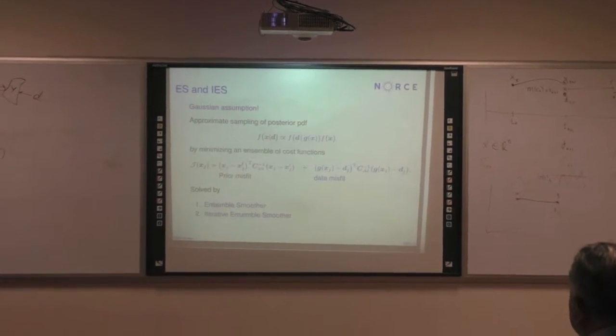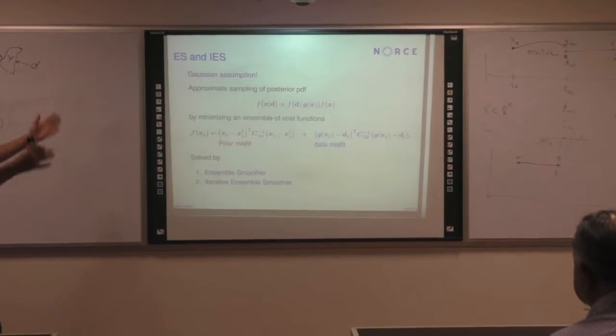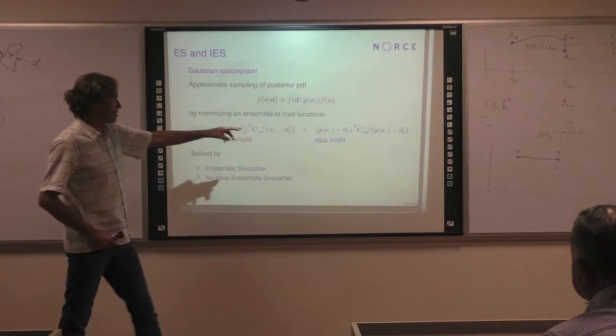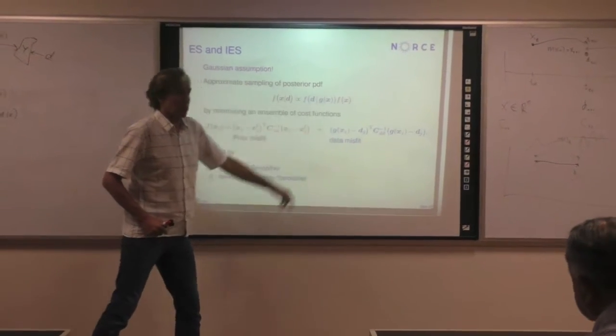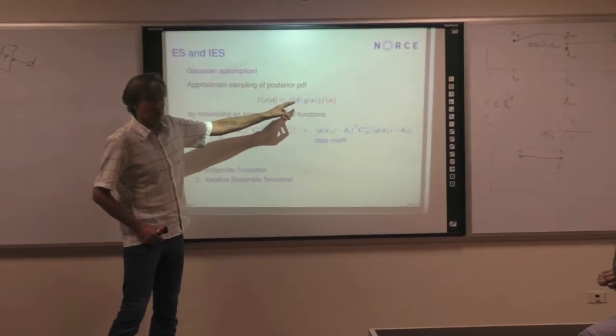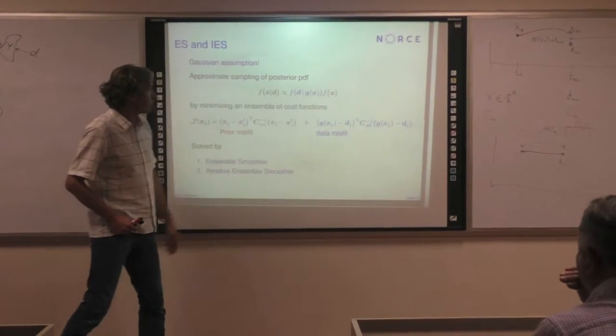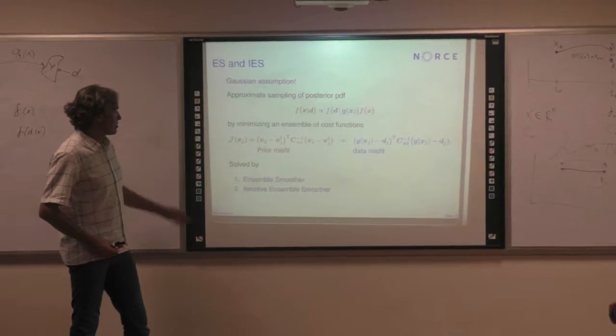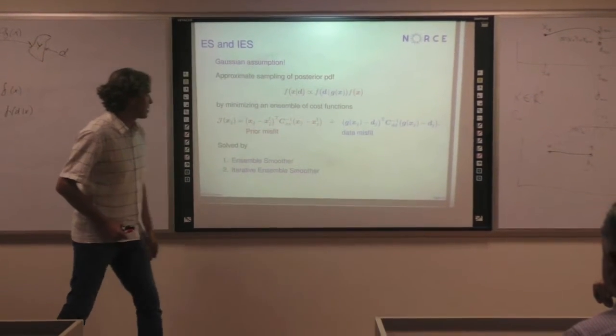Yeah, so I'm basically repeating what I've said so far. We use this Gaussian assumption on the priors. So you assume that the priors for x are Gaussian and also the errors in the measurements are Gaussian. That gives us the cost function in this form: the prior misfit, and we have a data misfit.